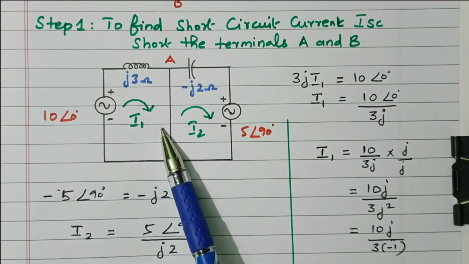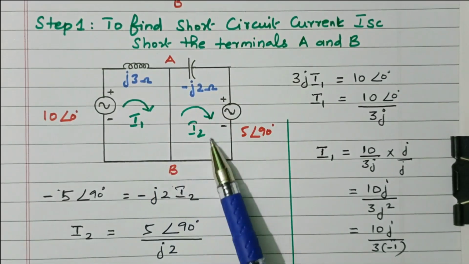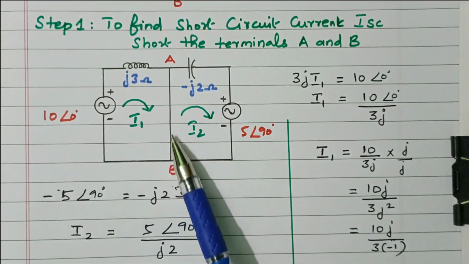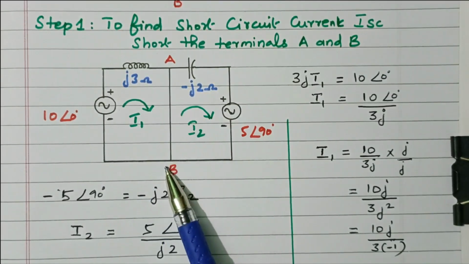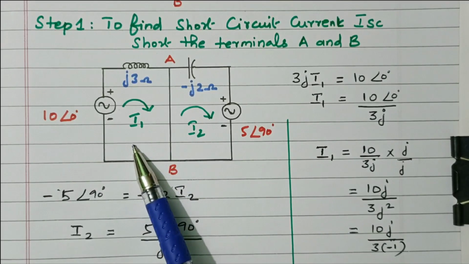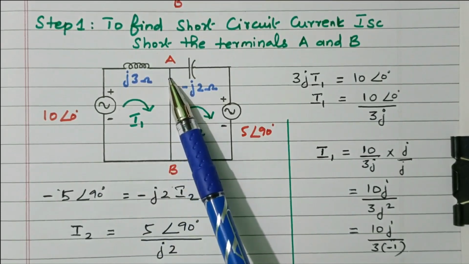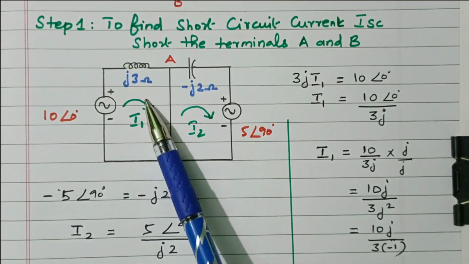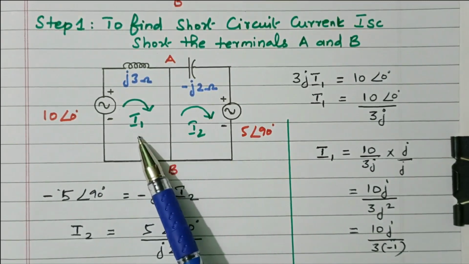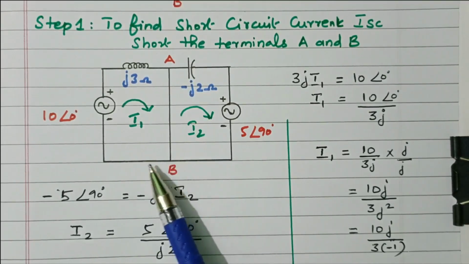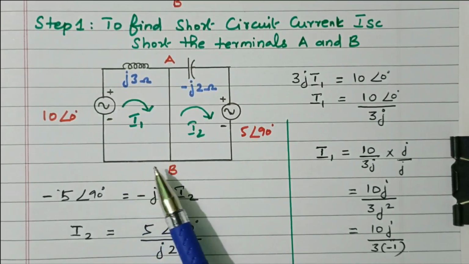I1 is flowing downwards and I2 is flowing upwards. So the difference between I1 and I2 is nothing but the current flowing through the terminal AB. I1 is the current flowing in loop 1, I2 is the current flowing in loop 2. In the commonly available load terminal AB, both I1 and I2 are flowing. So I1 minus I2 is the current flowing through AB. Now first we will consider loop 1.